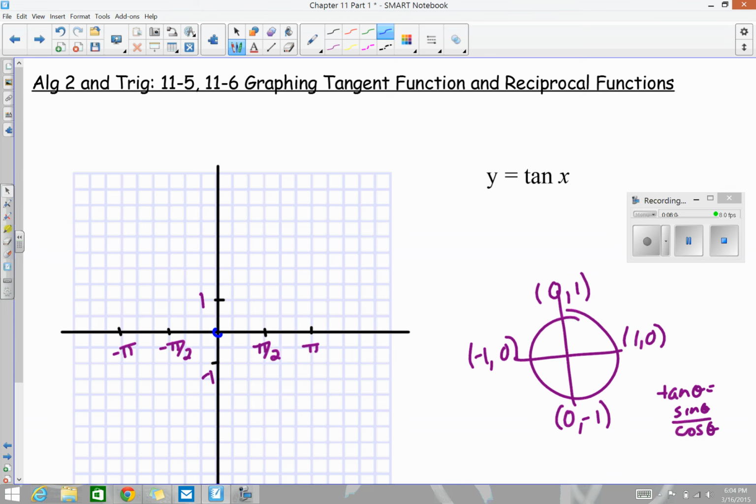So at 0, it's 0. At pi over 2, it's undefined. It's going to be a vertical asymptote. So I'm going to draw in a dotted line. Remember, the dotted line isn't actually part of the graph. It just represents an asymptote. Then it's 0. Do the same thing. Negative pi over 2, asymptote, because it's undefined, negative pi, 0.